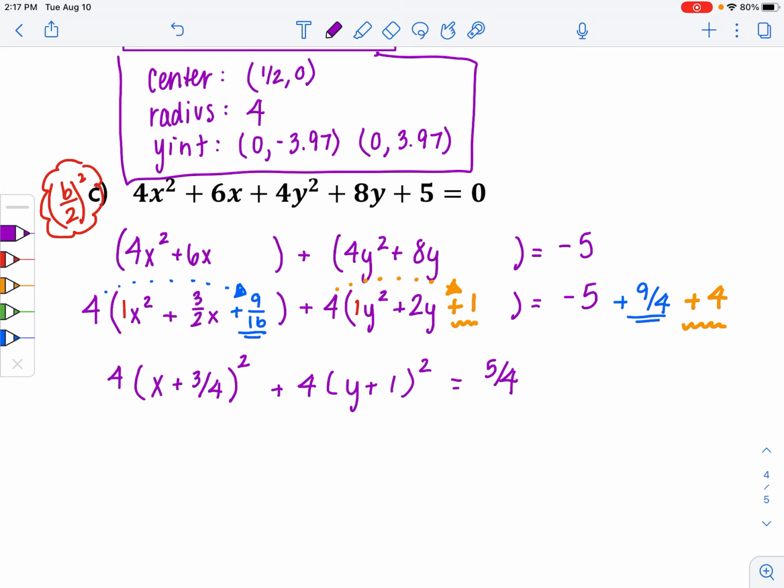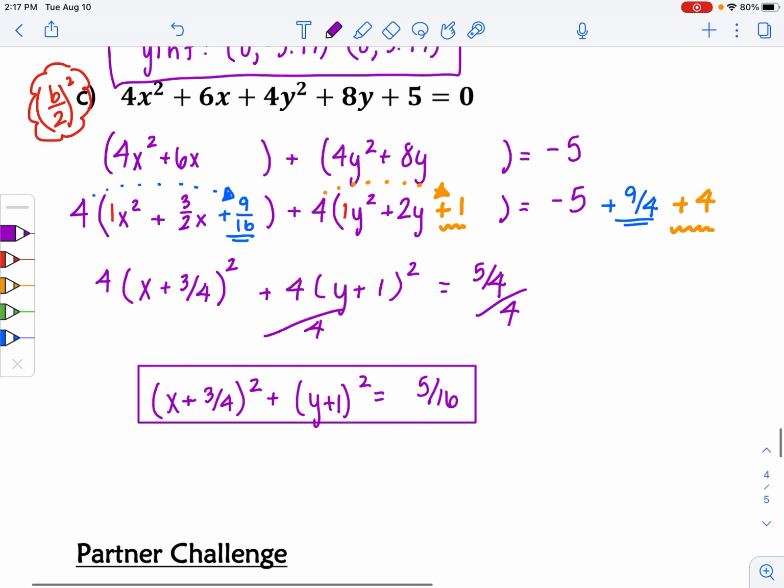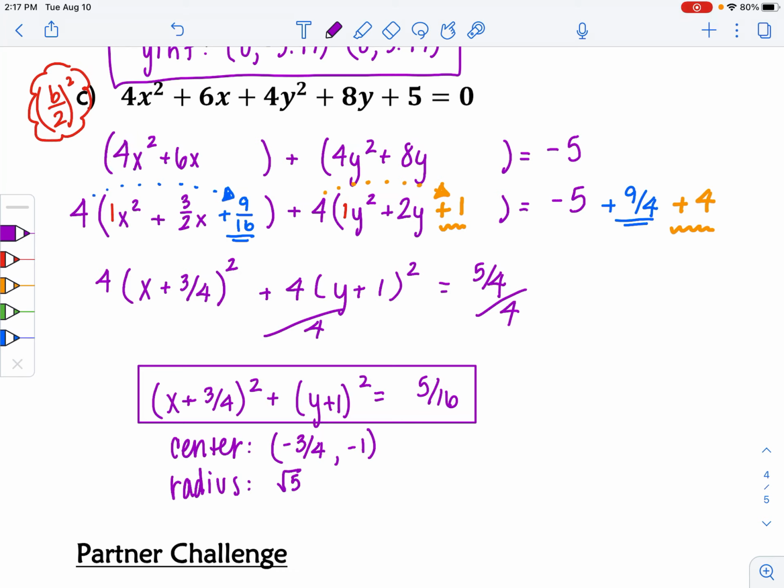We're so close. Put these extra 4s in front. Divide them out. Then you get your nice standard equation of a circle. And the right side is 5/16. Rapid fire center, just the opposite of your x, opposite of your y. Radius is the square root of 5/4, because if you square root the denominator, you get 4.